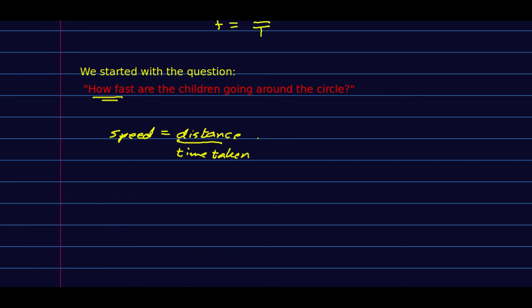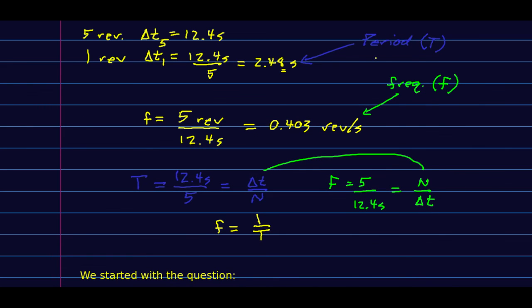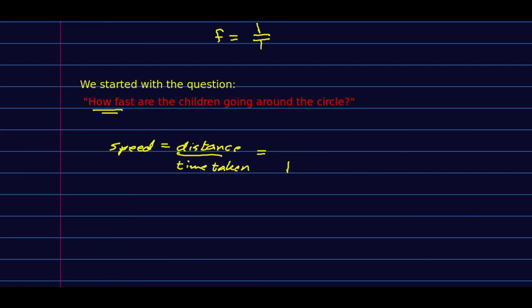Well, that we know, although we'll have to work a little bit. The time taken, well, we could say we know the amount of time it takes them to go around the circle once. That's the period. How far have they gone in that time? Well, they've gone the circumference of the circle. So that's 2 pi times the radius. I don't know what the radius of that merry-go-round was, but it's got to be around a meter, so let's go with that. So we can now estimate the speed of these children.